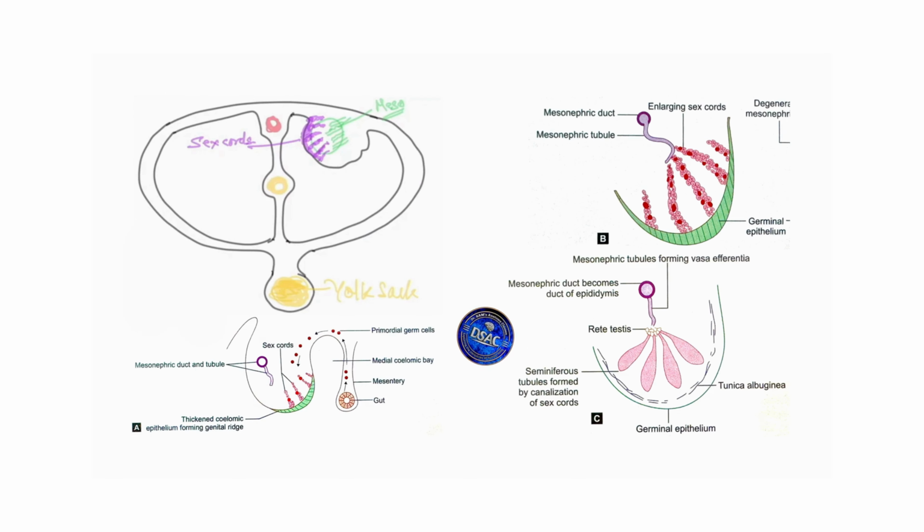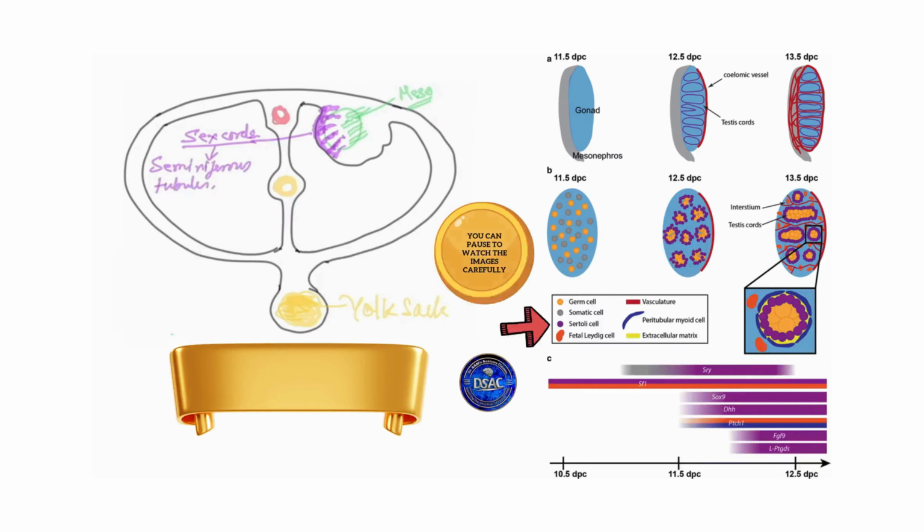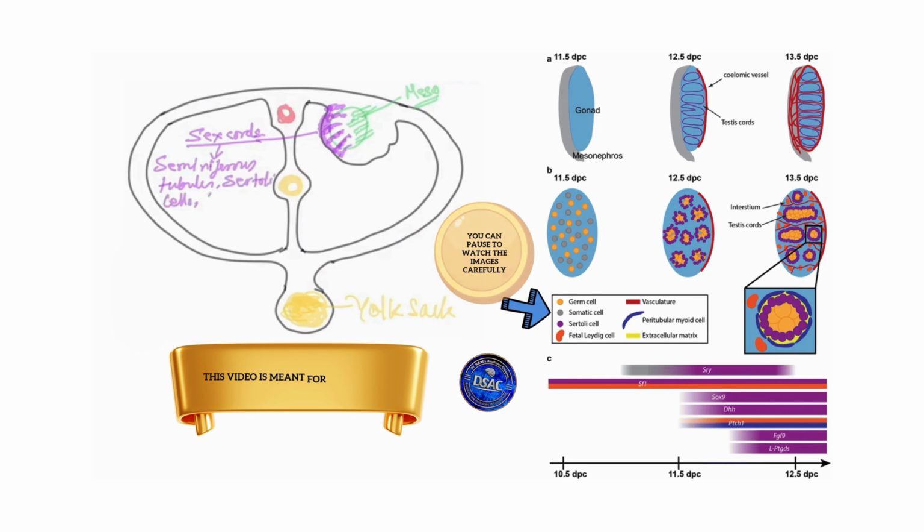Actually, these sex cords later on get canalized. When they get canalized, they form the seminiferous tubules, and the cells surrounding them will form the Sertoli cells as well as granulosa cells.